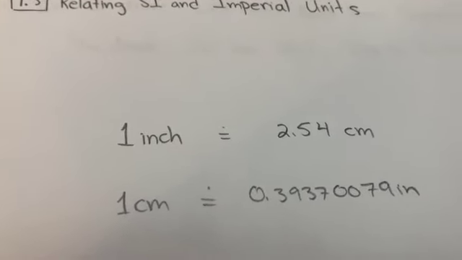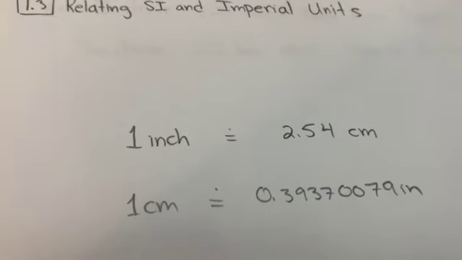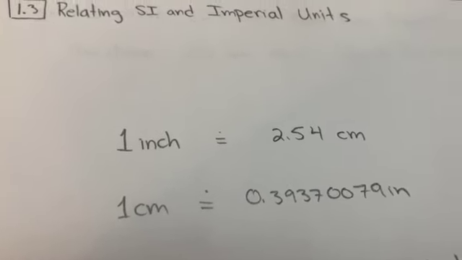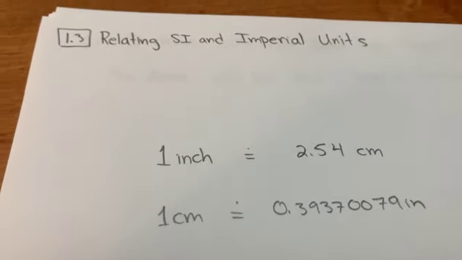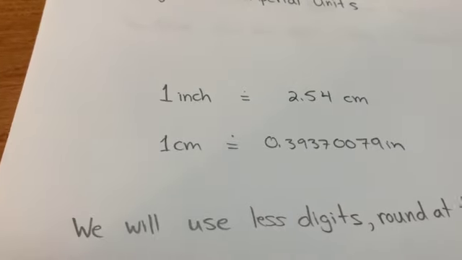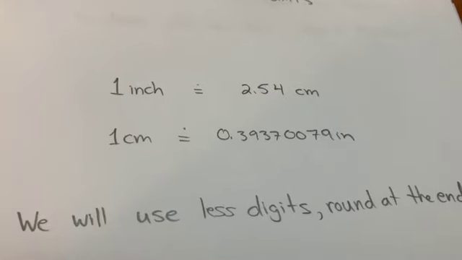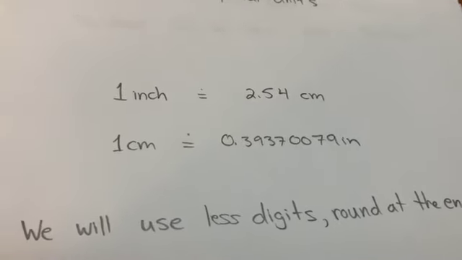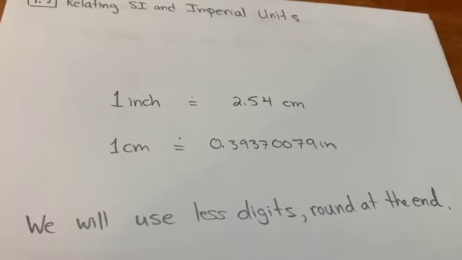1 inch equals somewhere around 2.54 centimeters. 1 centimeter is about 0.39370079 inches. We aren't going to use that many decimal places, mainly because your book doesn't use that many decimal places. And so what we're going to do is we'll stick with our formula sheet, which has generally 1 decimal place for most of these, and we'll just stick with our instructions that usually say round at the end.